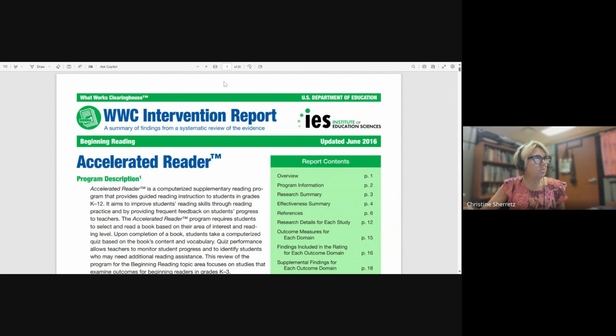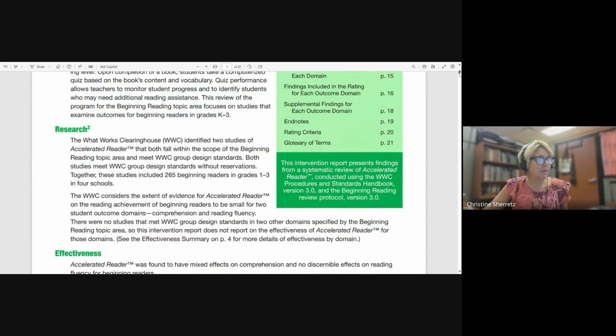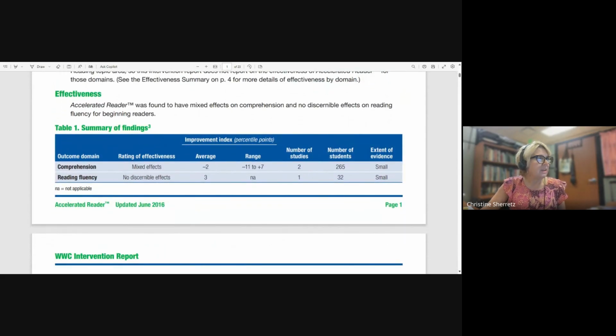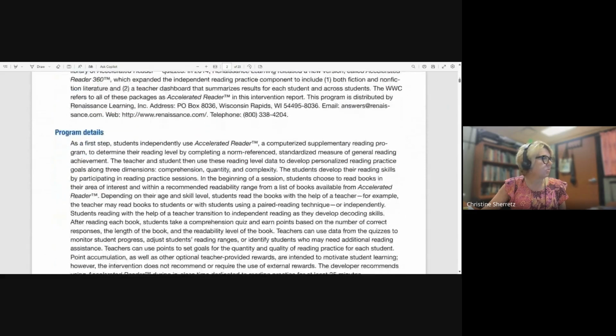So I wanted to show you this because I often, and I work with undergrads a lot, and undergrads will say to me, well, my comprehension strategy is kids are using Accelerated Reader. Accelerated Reader is not a comprehension strategy. It does assess comprehension, but it's not a strategy. So I wanted to show you what it has. So in this report, we can see it tells what Accelerated Reader is, and it shows us that there have been some studies. I'm going to talk to you about those studies. I'm going to scroll down here a little bit.